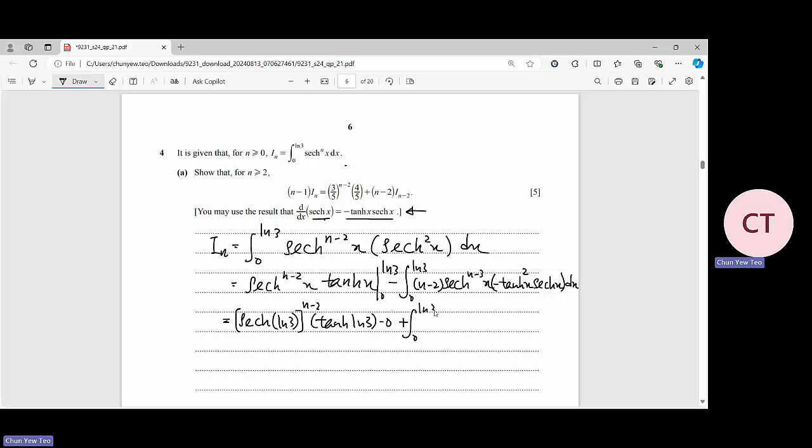Now this will become the integral from 0 to ln 3. I want to multiply this inside: sec to the power n minus 3. I think it will be better if I factorize the n minus 2 out. So from 0 to ln 3, I have n minus 2 times sec to the power n minus 2 x tan squared x dx. Okay, so we need to settle this part. If you use your calculator, just use the calculator directly. Press sec ln 3, and you will get the answer as 3 over 5.